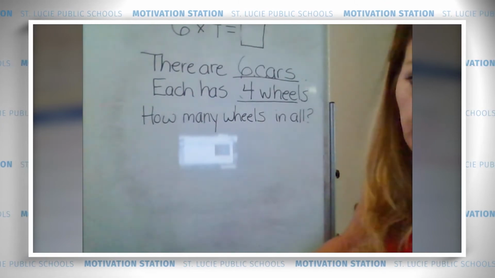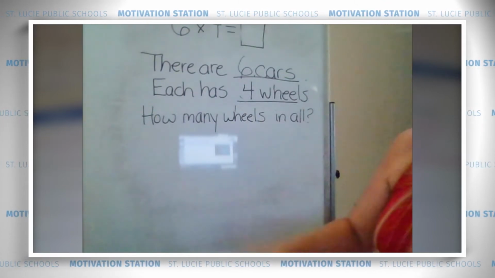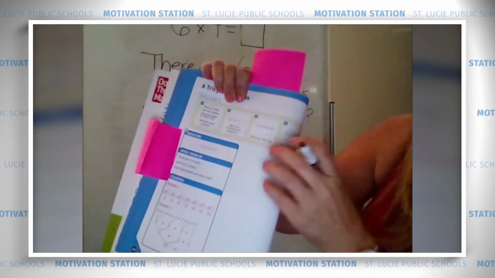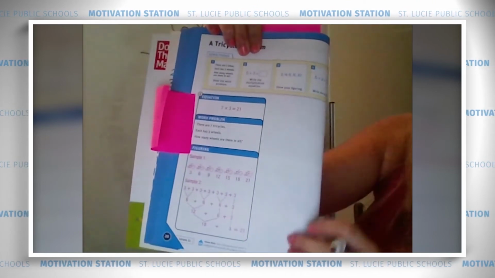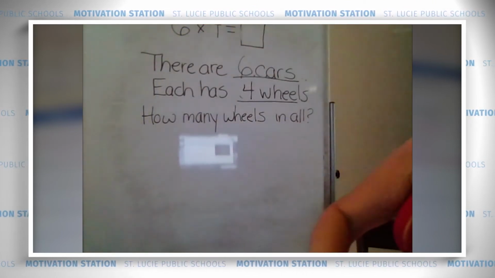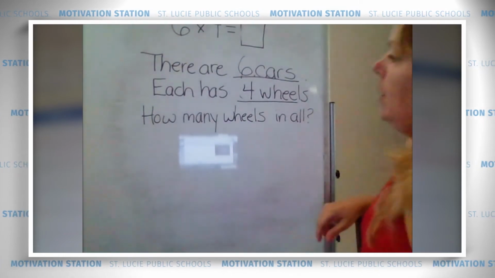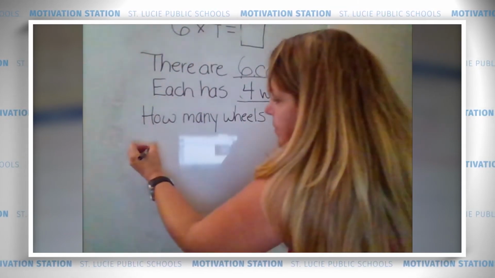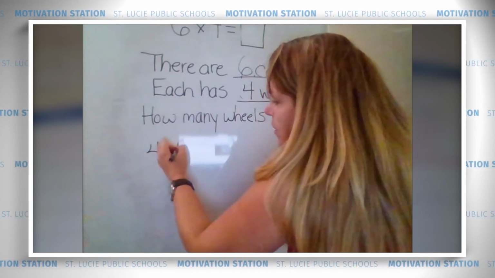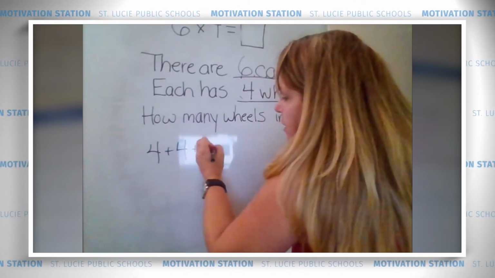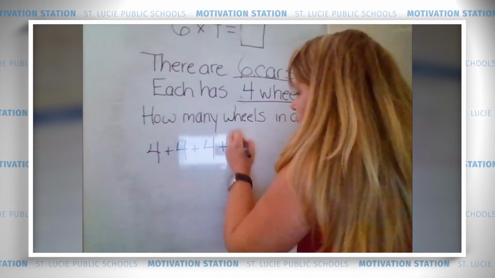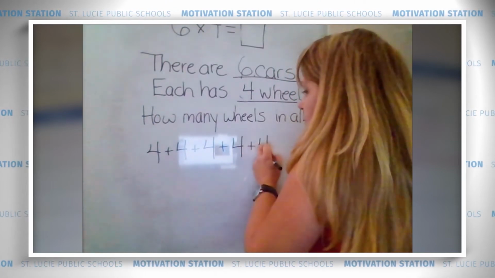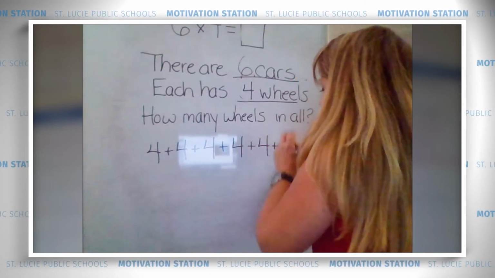All right, so now I'm going to represent my problem. And you could be writing this along with me in the blank space on that page 20. You could work it out right there. Okay, so I need to repeatedly add the number 4 6 times. 4 wheels on one car, 4 wheels on another car, until I get up to 6 cars.